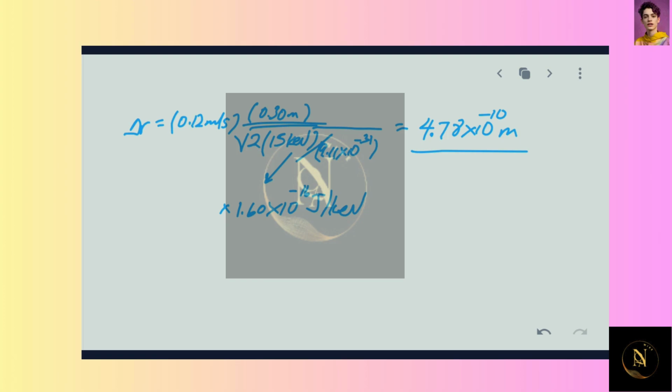So this is the uncertainty. And will it affect the clarity of the picture? The answer would be no, because it is very, very small. It is on the order of 10 to the power minus 10, which is approximately the size of an atom.